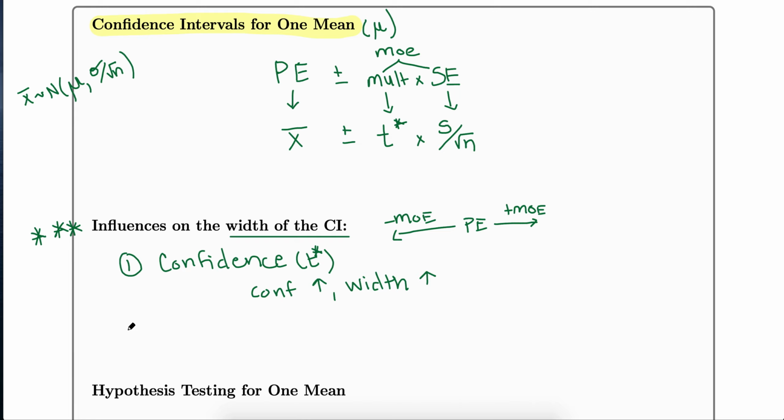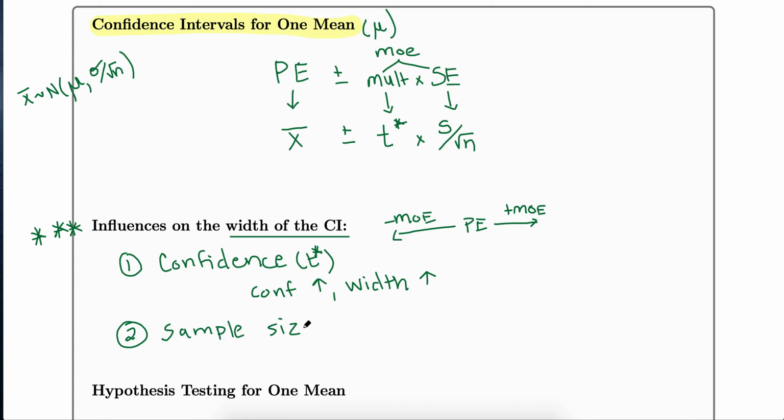And then the second part of our margin of error that's influencing the width is our standard error. The sample standard deviation is going to be what it is, but the sample size we have some control over. So our sample size, or n.